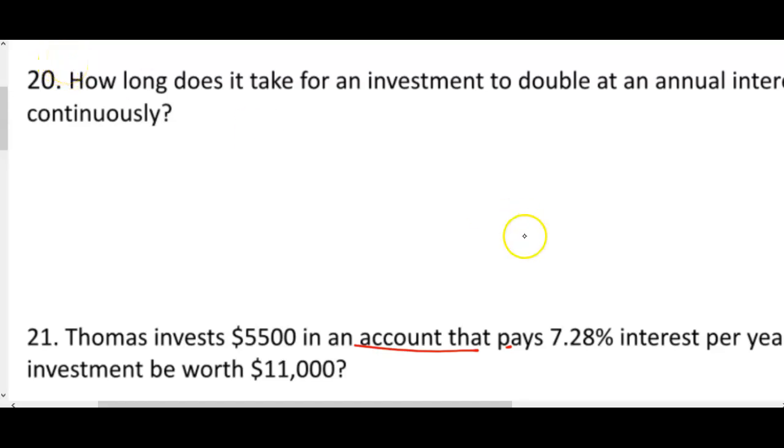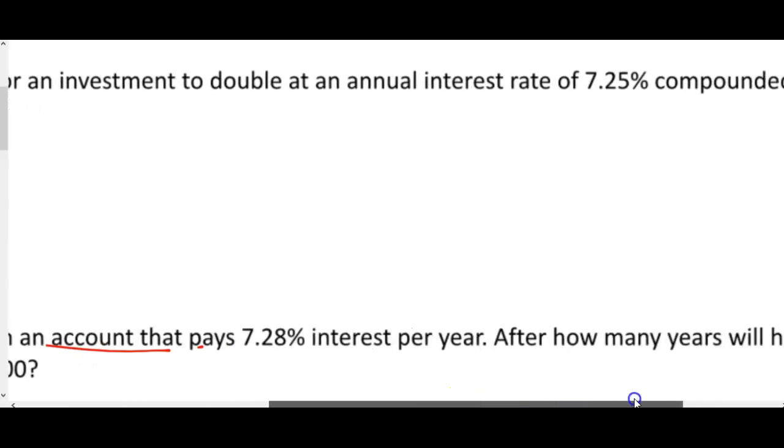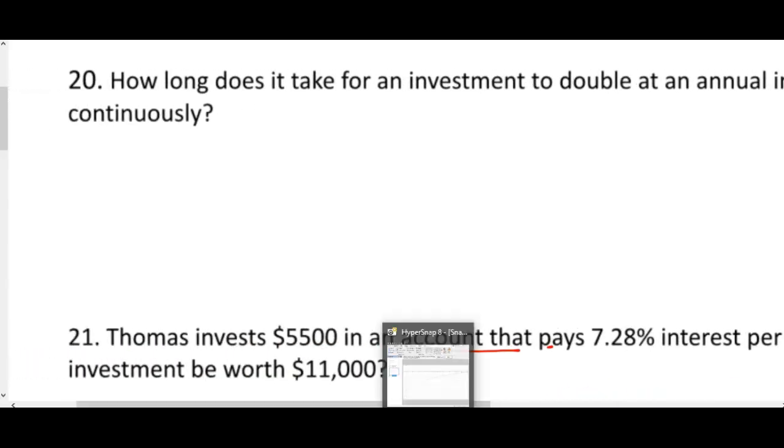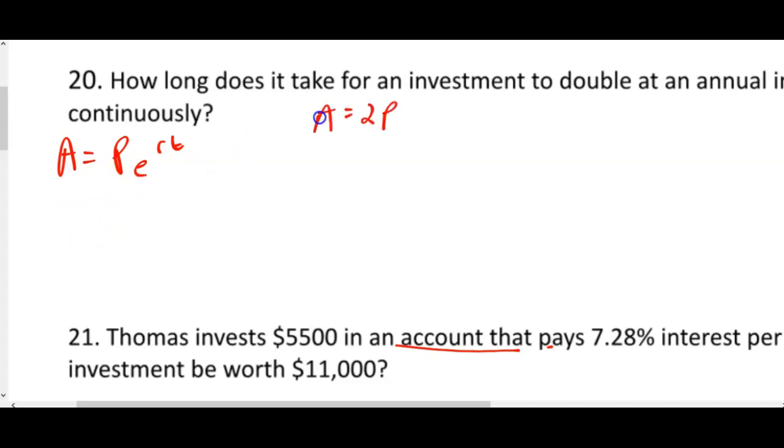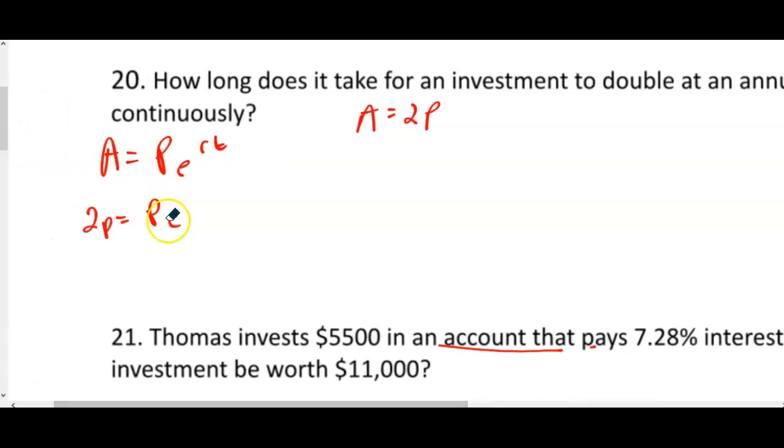How long does it take for an investment to double at an annual interest rate of 7.25% compounded continuously? Excuse me. So A equals P e raised to the rt. All right. So we're trying to double this amount. So we're going to let A equal 2P because P is what we're putting in. We want to double that. So 2P equals P e raised to the rt. But we know what r is as well. Sorry about that. r is 7.25, so 0.0725. And we've got to find t.